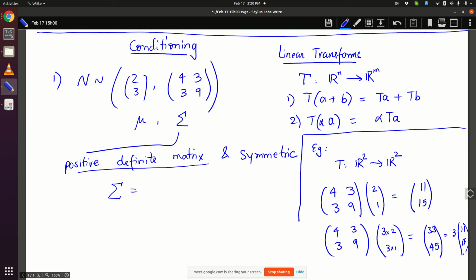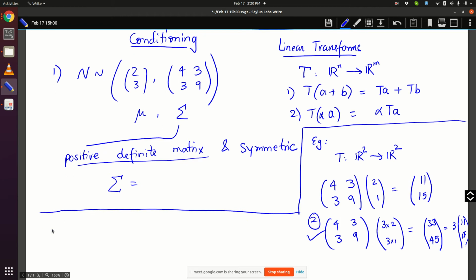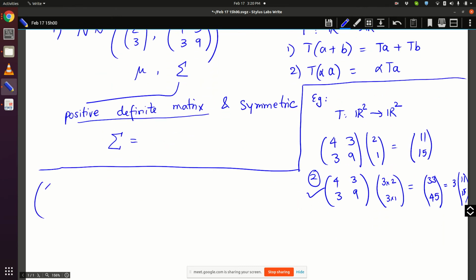So which property have you checked? Second one. Yeah, so this is the second property. All right, so now let us check the first property. We will check with some example. 4339, let us say I will take it with 1 2. So what is that? 10, 21.